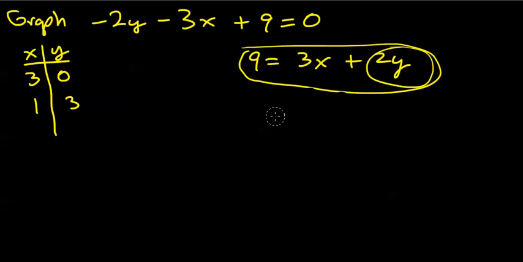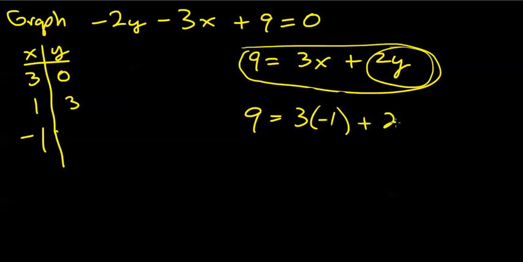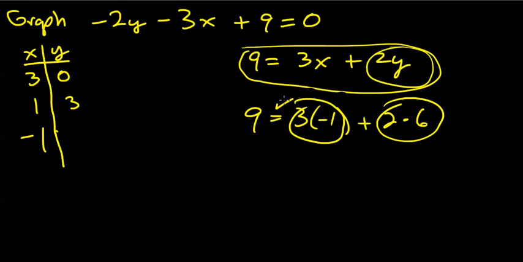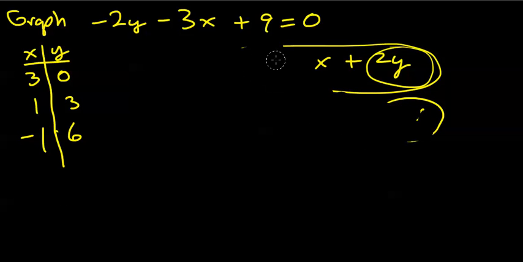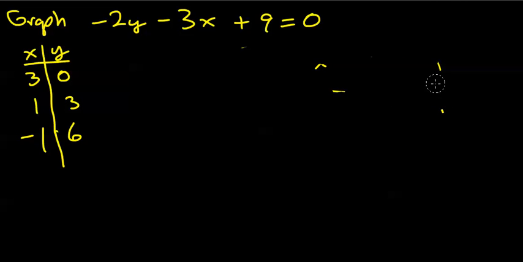Let's see. If x is minus 1, let's try that. What can y be? Well, I think if y is 6, that'll solve this equation, right? Because I know that 6 times 2 is 12, minus 3 is 9, and that solves that equation also. Alright, so with a little detective work, I can come up with 3 coordinate pairs that solve this equation. So now I'm going to graph these in the xy plane.